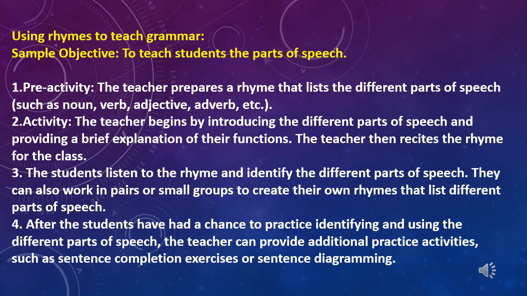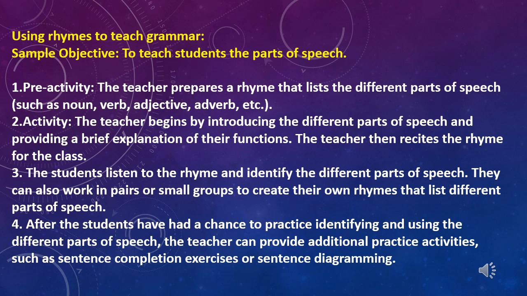Using rhymes to teach grammar. Sample objective: to teach students the parts of speech. Pre-activity: the teacher prepares a rhyme that lists the different parts of speech, such as noun, verb, adjective, adverb, etc. Activity: 1. The teacher begins by introducing the different parts of speech and providing a brief explanation of their functions. 2. The teacher then recites the rhyme for the class.